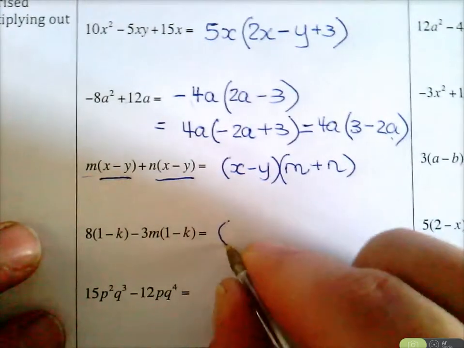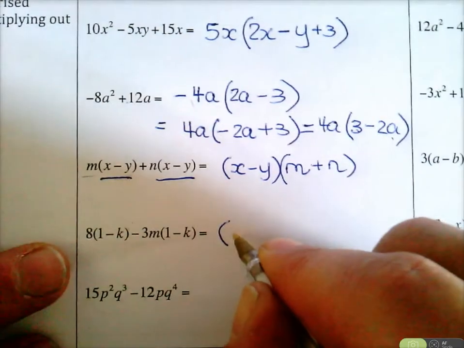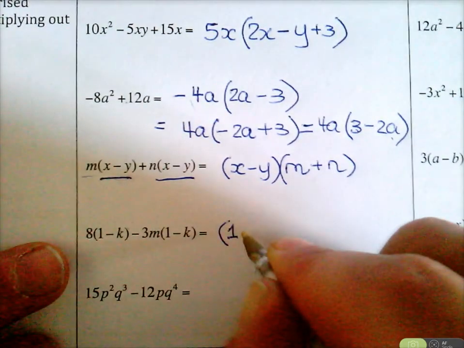Okay, girls, in the next one, is there anything common between that term and this one? It's 1 minus k. Or L, I don't know if it's a 1 or an L. What's left over? If I pull those out, what's left over? 8 minus 3m.